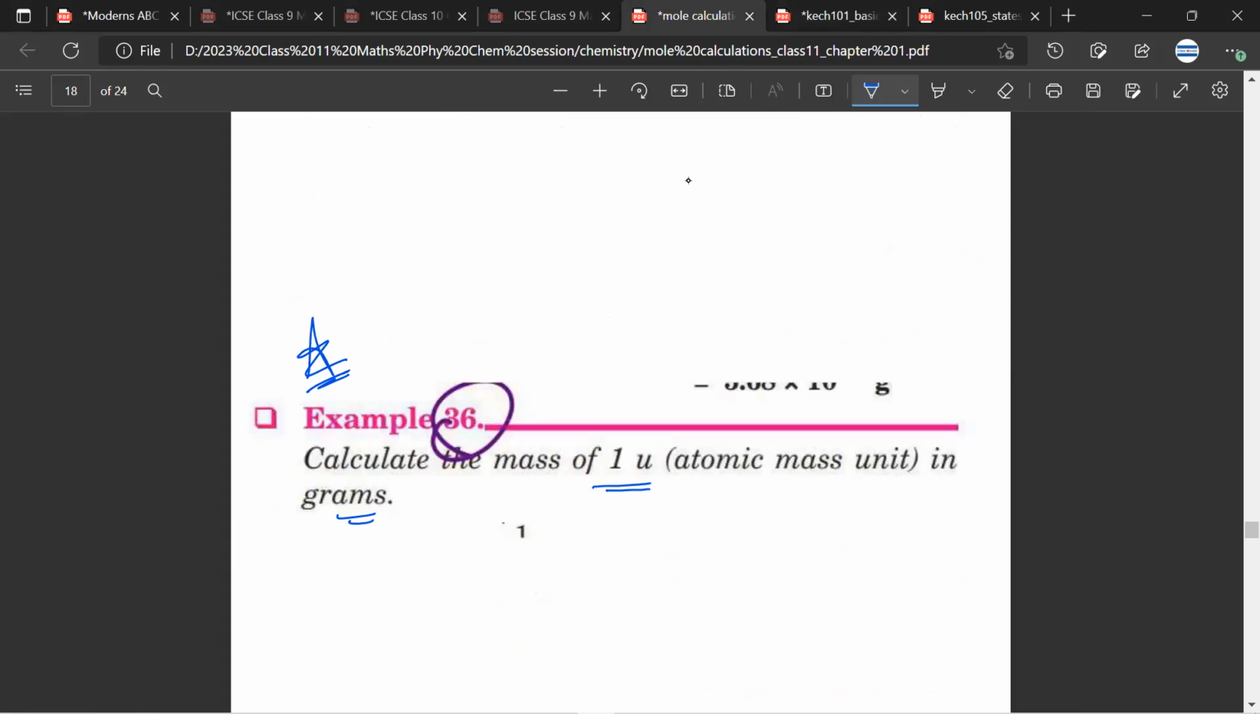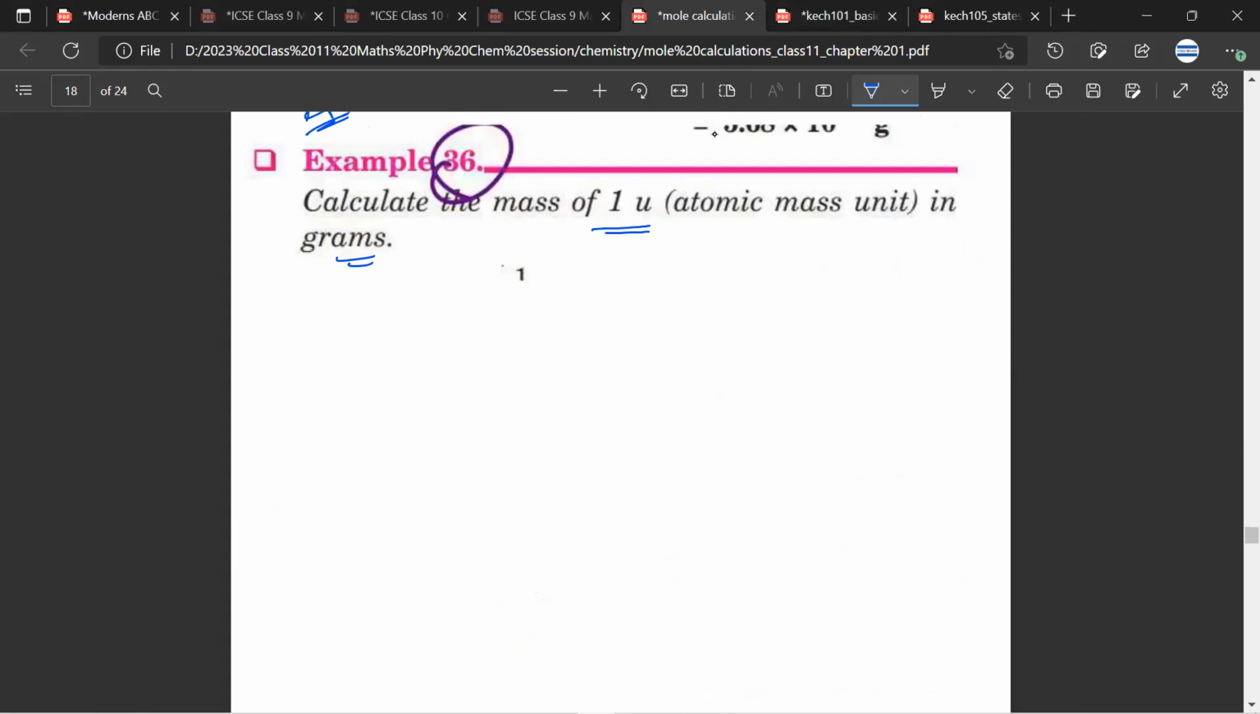Basically, we need the relationship between AMU and gram. Have we understood the question now? Yeah. Okay. Now, till now, what we have discussed is that the 12C atom has been given a mass of 12 AMU. Are we clear till here? Yeah.